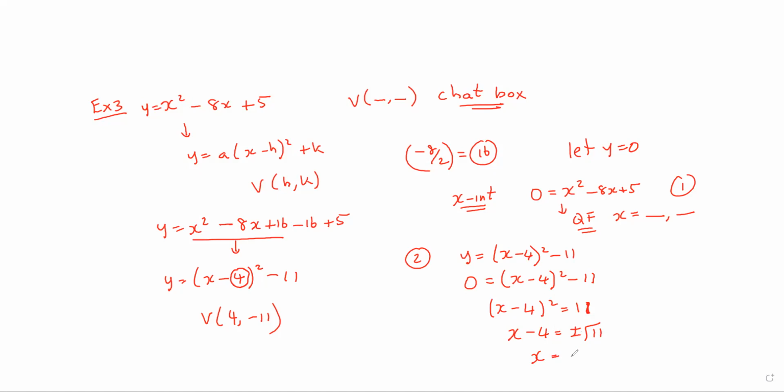So you're only doing things that you did like 4 or 5 weeks ago. Every unit or every topic will build on itself. So this is one way to get your x-intercept, or you can do it with your quadratic formula and you'll get the same answer. So there's 2 ways to get your x-intercept, and the y-intercept is 5.